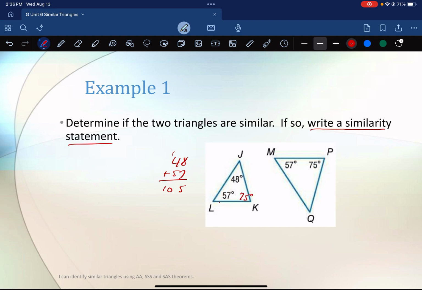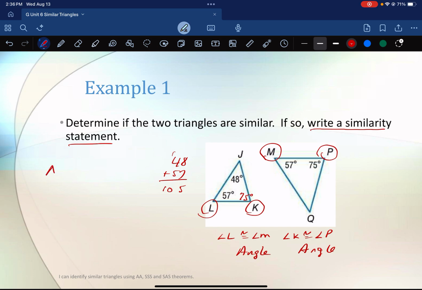When I look at that, I've got a 57 here and here. I got a 75 here and here. So I know that angle L is congruent to angle M, and angle K is congruent to angle P, and therefore I have angle, angle similarity. Okay, that's the reason, is angle, angle. So I know they're similar.